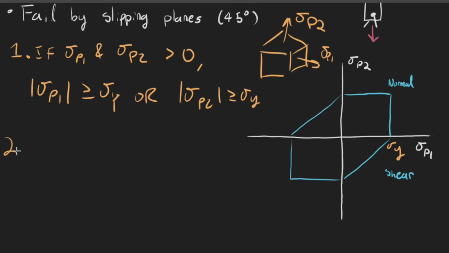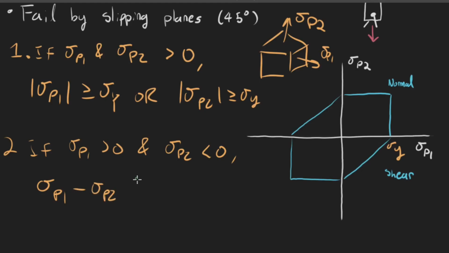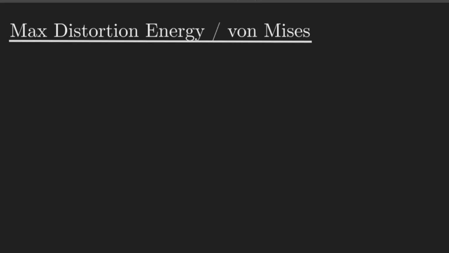And then the second case is that if sigma P1 is positive and sigma P2 is negative, then it's going to fail if sigma P1 minus sigma P2 is greater than or equal to our yield stress. So the second theory is a little bit more complicated.